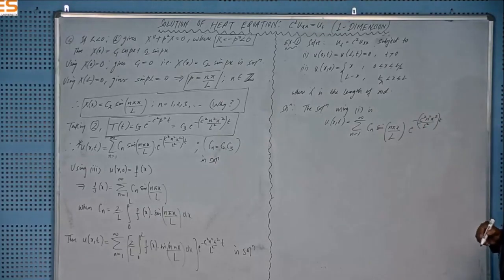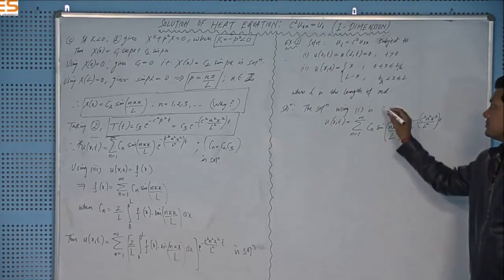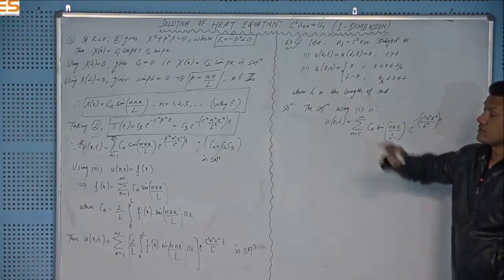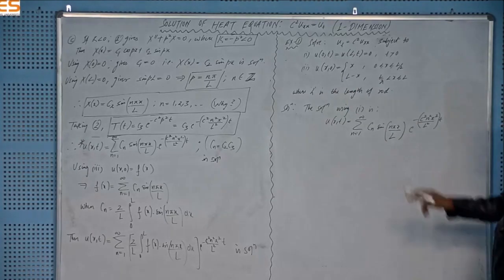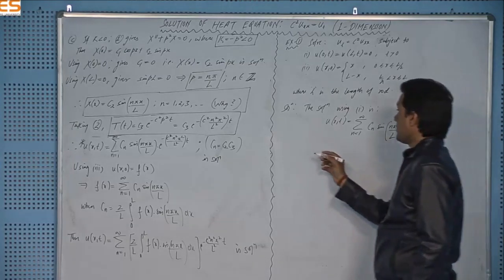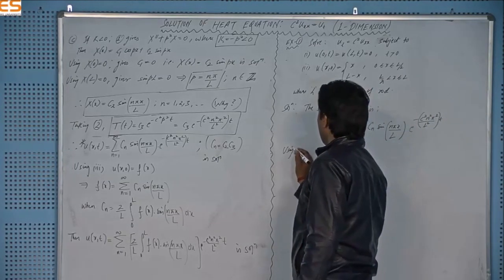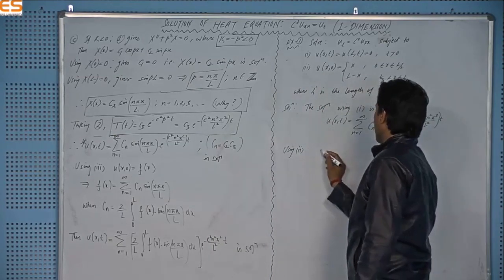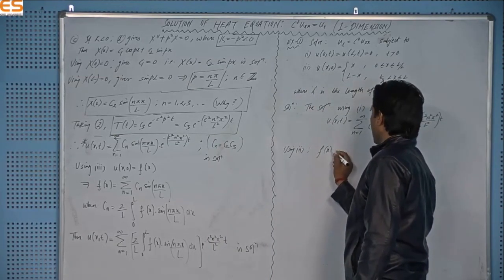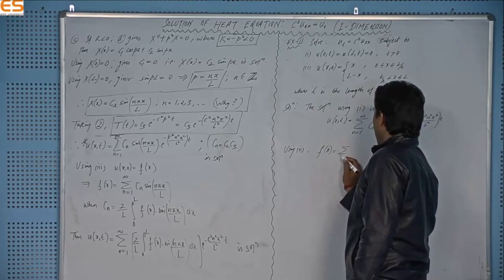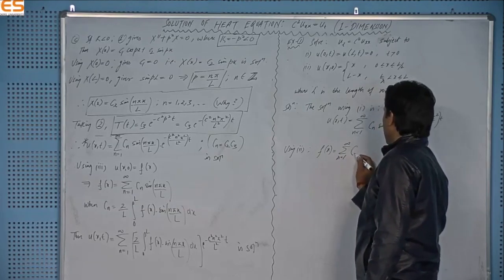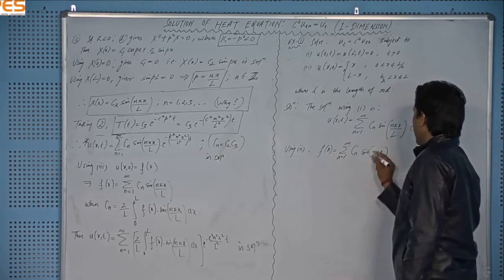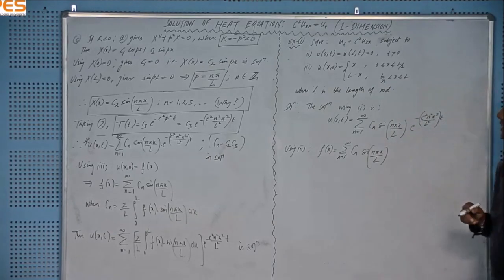Okay, so this is a solution, right? Now the remaining condition is condition number second. To impose this condition, using condition number second, I will be getting f(x) equal to the summation n equal to 1 to infinity C_n sine(n pi x over L), and this e to the power 0 will become 1.